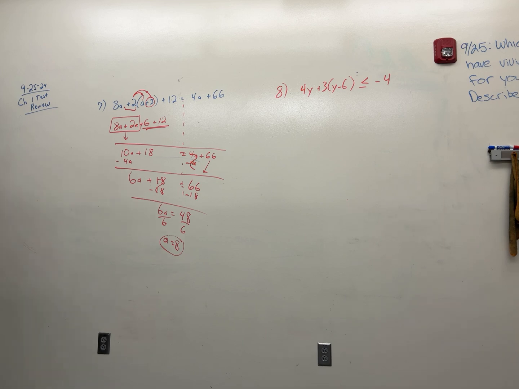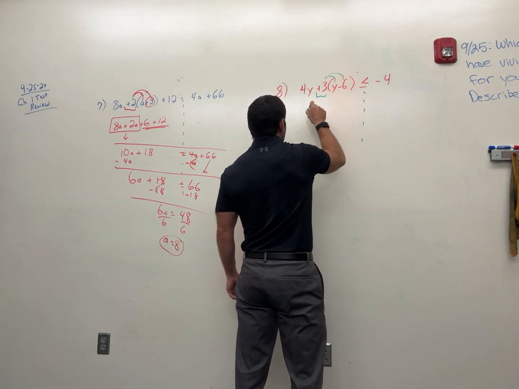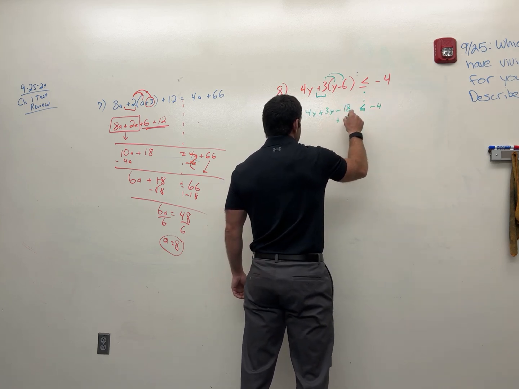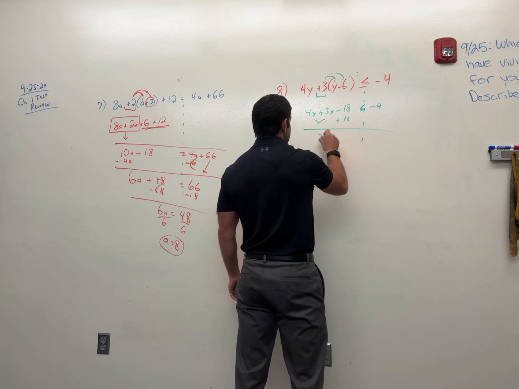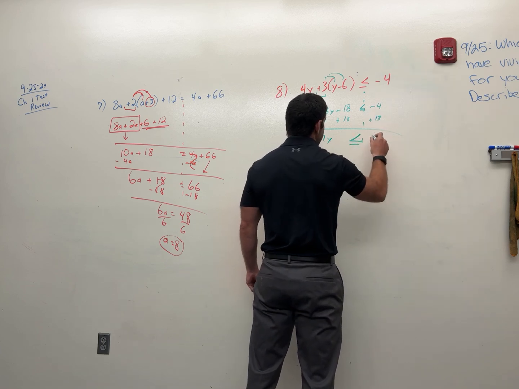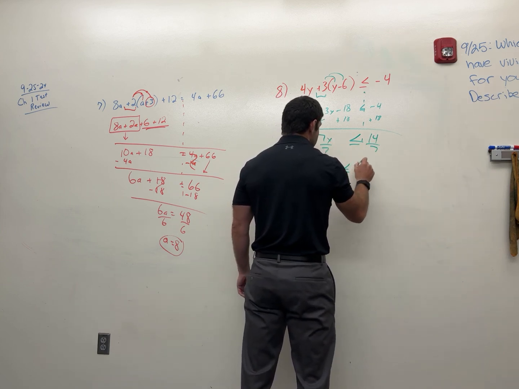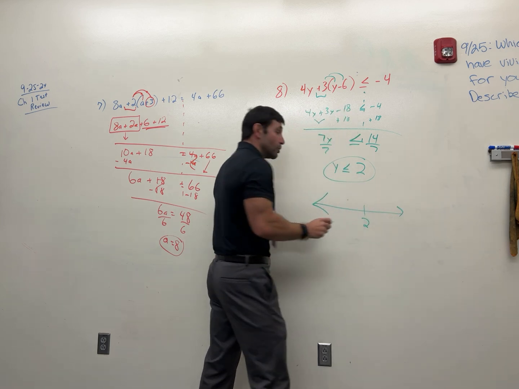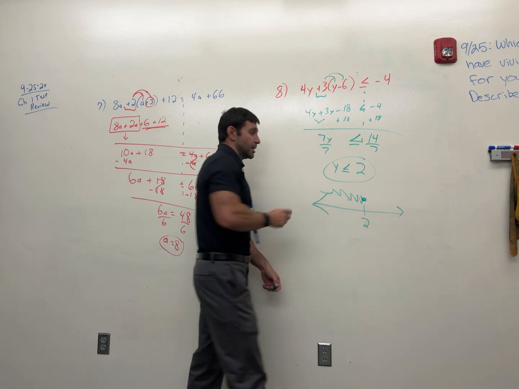Okay. Balance point. Distribute. 4y plus 3y minus 18 is less than or equal to negative 4. Combine those, that gives me 7y. Add 18, is less than or equal to 14. Divide by 7. Y is less than or equal to 2. Closed circle, because it's less than or equal to, shades to the left.